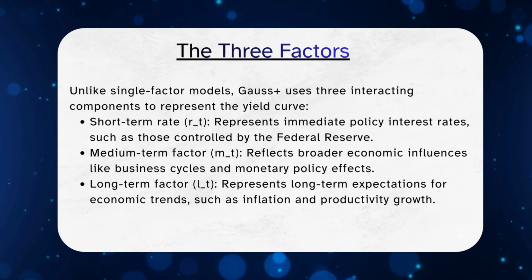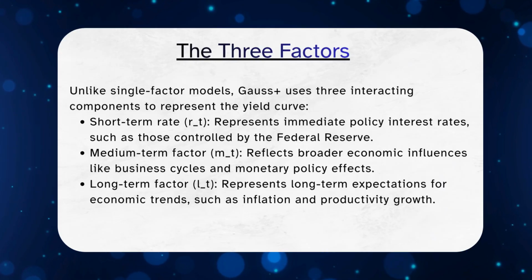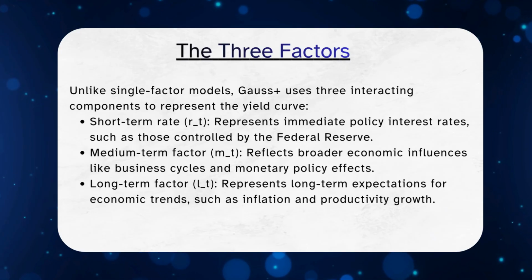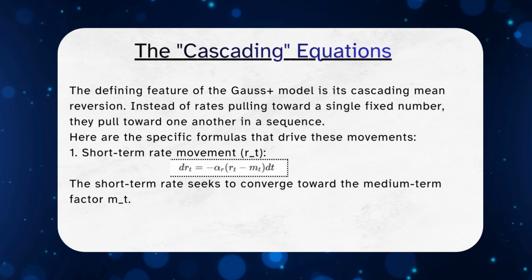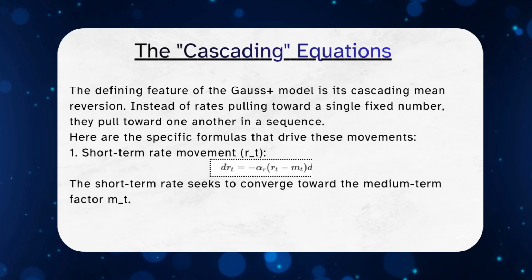Instead of one rate moving in a vacuum, these three factors influence each other in a chain, reacting at different speeds to market news. This chain is mathematically defined by what we call cascading mean reversion. Let's look at the three core formulas that drive this process.